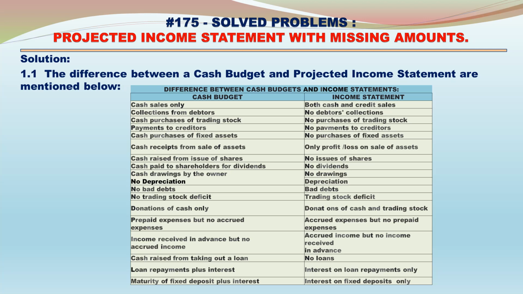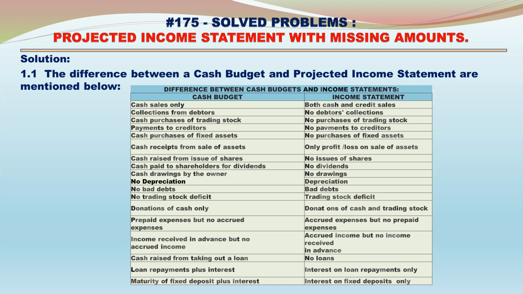In cash budget, no trading stock deficit. In income statement, trading stock deficit is mentioned. In cash budget, donations of cash only. In income statement, donations of cash and trading stock.